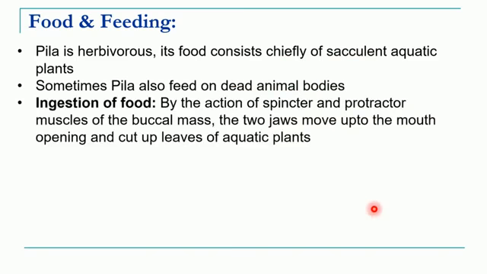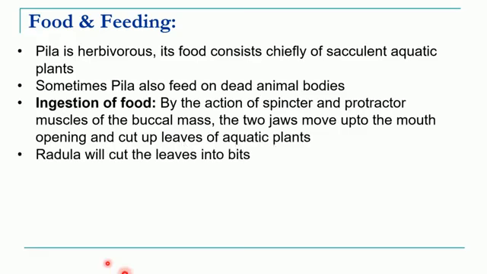Now, how the ingestion or intake of food takes place. We have seen that there are different types of muscles present in Pila, like sphincter muscle, protractor muscle, and retractor muscles. By the action of the sphincter and protractor muscles of the buccal mass, and we have seen there are two jaws, with the help of these muscles and two jaws, the food is taken inside the mouth cavity. The two jaws move and open and cut up the leaves of the aquatic plants.